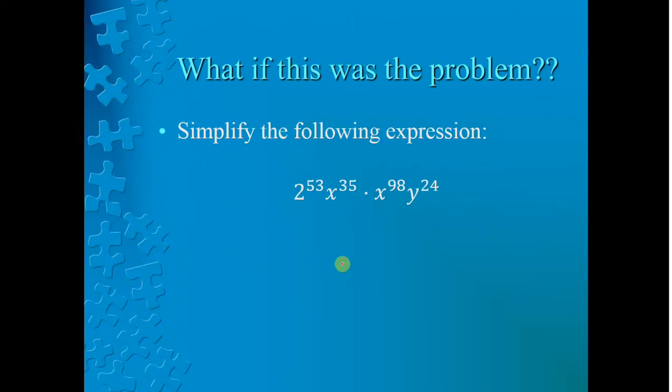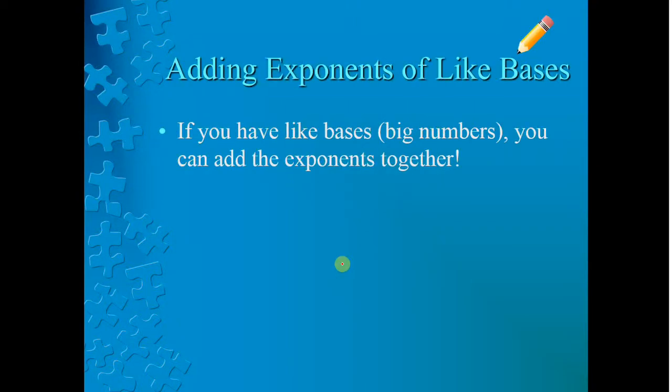What if it was this problem? 2 to the 53rd, x to the 35th, x to the 98th, and y to the 24th. I know, we all know, that we're not going to want to write out 98 x's. So you're asking, well, Miss Marsh, is there a shortcut for this? There is. Instead of writing out all those x's, you can add the exponents together when you have like bases. So if the big number or the big letter is the same, you can just add the exponents together. Pretty simple, actually.